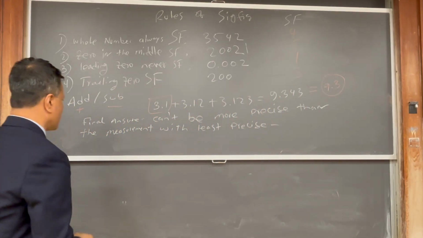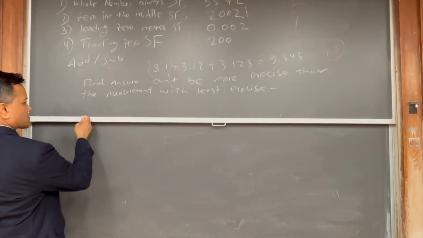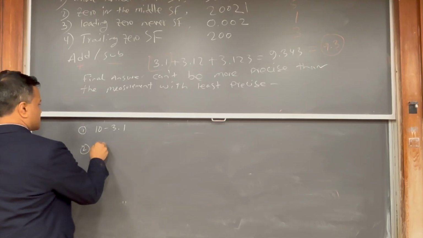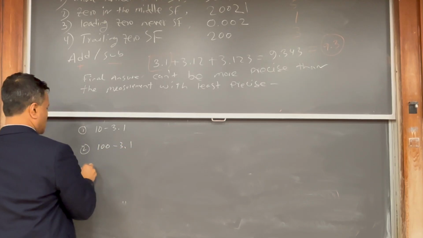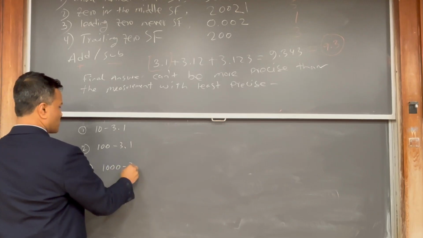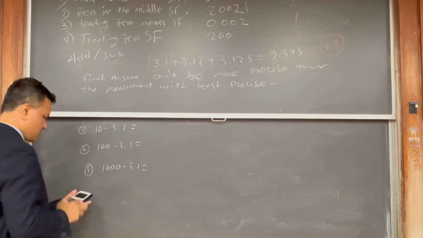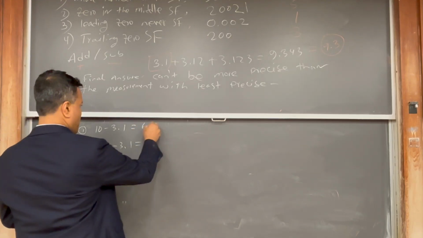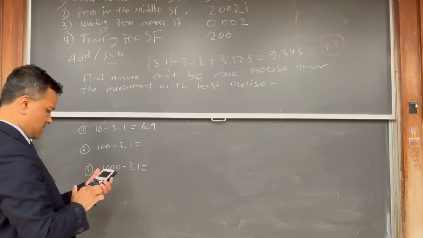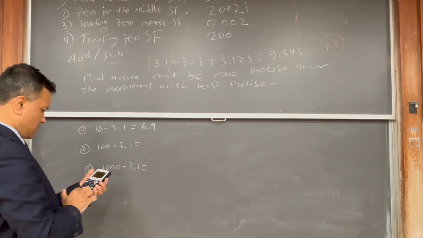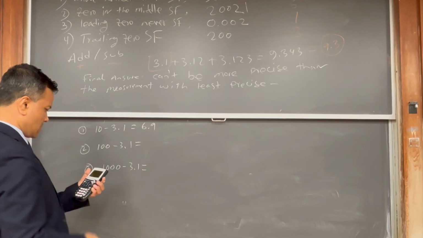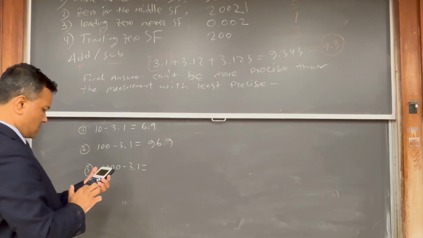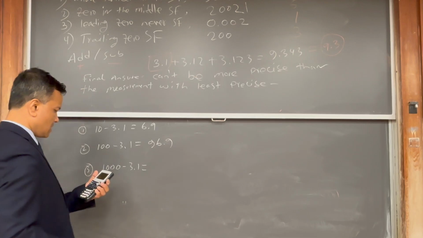Okay, now let's do subtraction. We're going to do 10 minus 3.1, 100 minus 3.1, 1000 minus 3.1. 10 minus 3.1 is 6.9. 100 minus 3.1 is 96.9. 1000 minus 3.1 is 996.9.